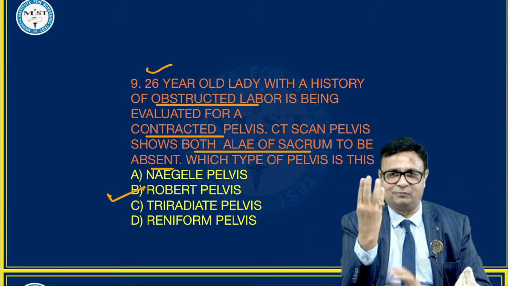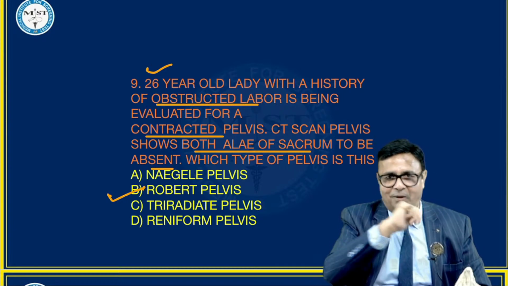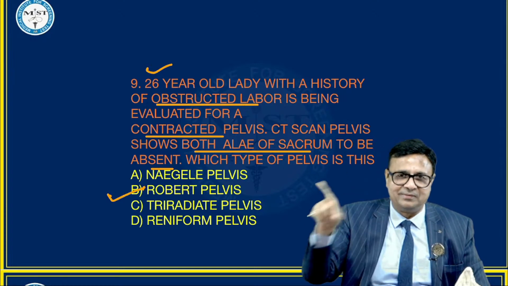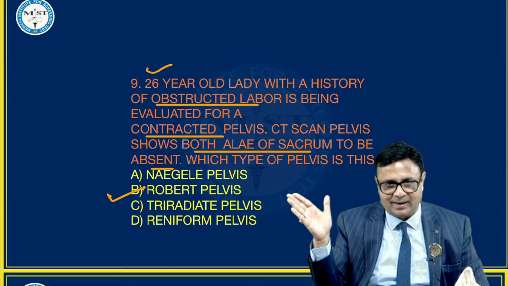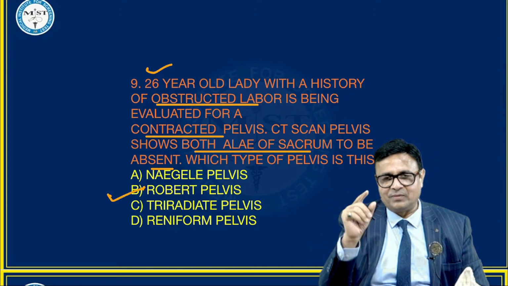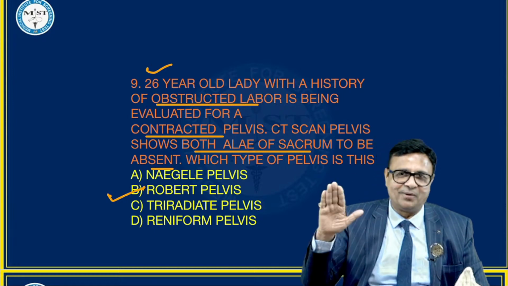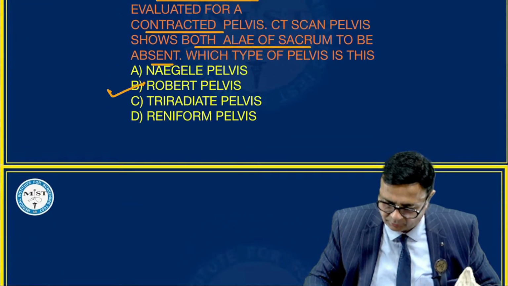I repeat these four questions once again. Kidney-shaped pelvis or reniform pelvis or bean-shaped pelvis is seen in severe rickets in children. Triradiate pelvis is seen in osteomalacia in adults. What is Nigle pelvis? If one ala of sacrum is absent. What is Robert pelvis? If both ala of sacrum are absent. Wonderful. Let's move to another question.